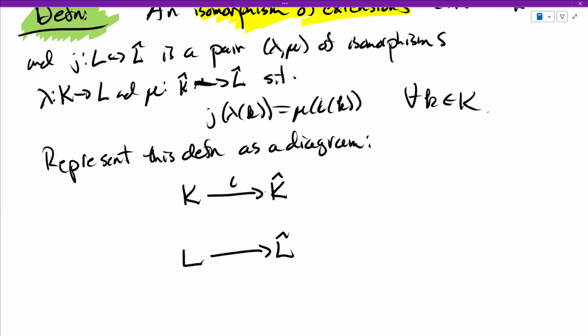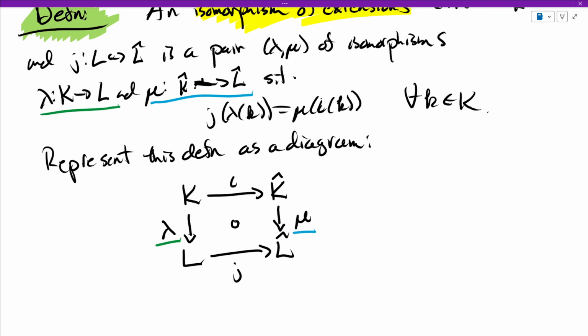What is an isomorphism of extensions? Well, it's a pair. The base fields, the fields that you should be extending, should be isomorphic. That's this lambda. And the ambient field, the larger field, should be isomorphic. That's the mu. But they can't just be isomorphic. They have to be isomorphic in a way that preserves the other functions involved. So we say the diagram must commute.